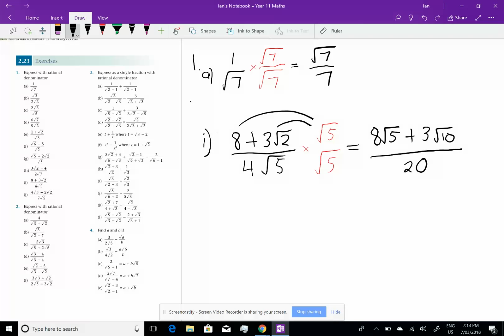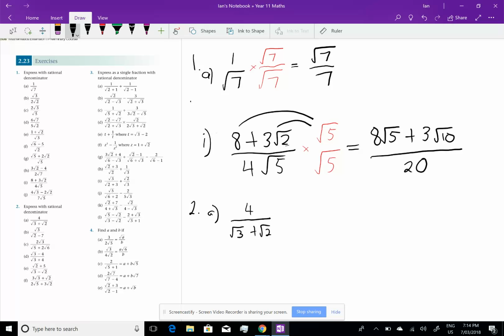But what about question 2? Let's have a look at the first one, 2a. What have I got? 4 on root 3 plus root 2. Now you think to yourself, oh, I'll just multiply by root 3. Well, that'll get rid of the surd for the root 3, but it'll make the root 2 a root 6. Oh, you go, oh, well, I'll multiply by root 2. Well, that'll be okay for the root 2, but that'll make the root 3 a root 6.